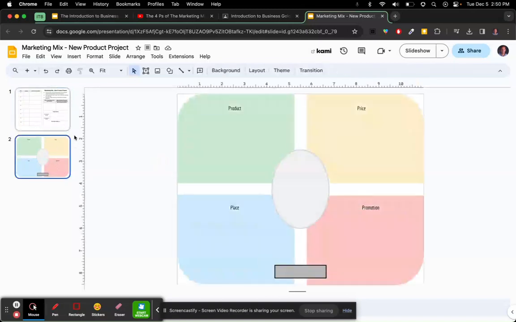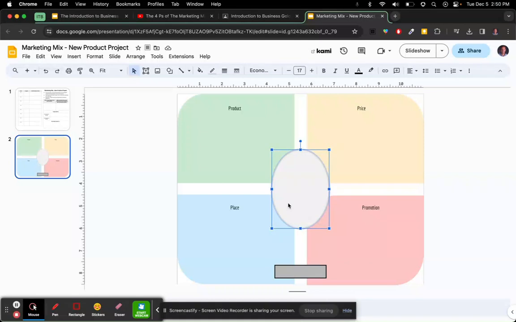Okay. Now, on the other side of this page, this should look familiar because we've done a couple of rounds of this. This is where you start to put together a draft of how my product, price, place, and promotion all align to my target customer. Okay. So again, you're going to be filling this in by hand. You should have a paper copy of this.